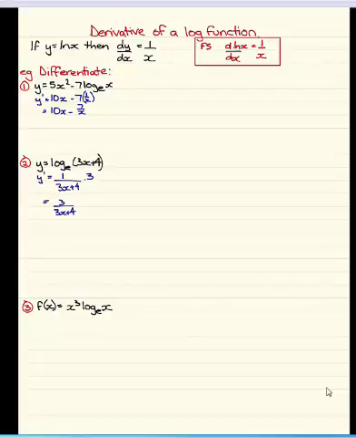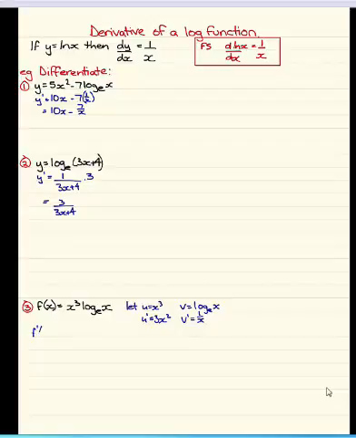Now looking at number 3, x cubed log base e of x, this is a product rule question. If you have forgotten that, go back and double check it. You need to know your product rule, your function of a function rule, your chain rule, and your quotient rule. Okay? So let's have a look. For the product rule, we let u equal x cubed, so the derivative is 3x squared. We let v equal log e of x, so v dash is 1 over x. And then we substitute it in.